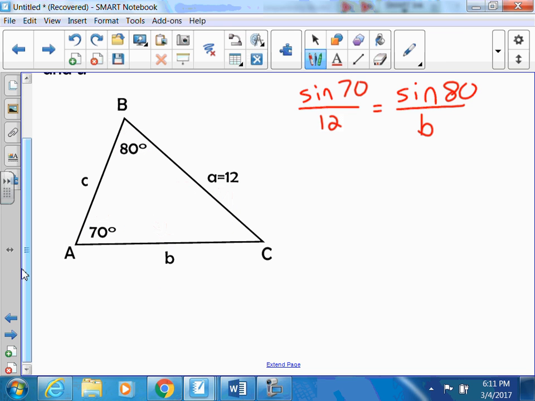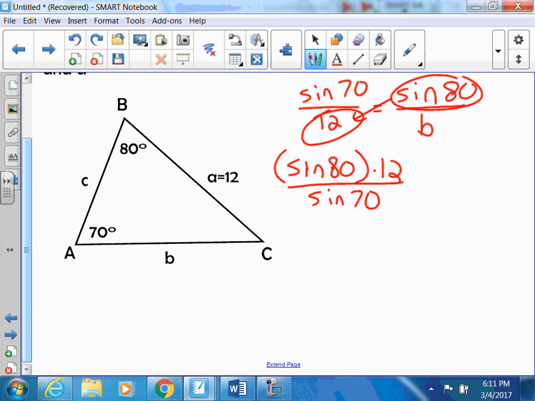Let's solve. Use your calculator. Do the sine of 80, and then multiply that by 12, and then divide by the sine of 70. So sine of 80 times 12 divided by the sine of 70 should give us B. So I'm going to type it in my calculator. You need to do the same thing. And you should get 12.576, which is bigger than this 12 right here.